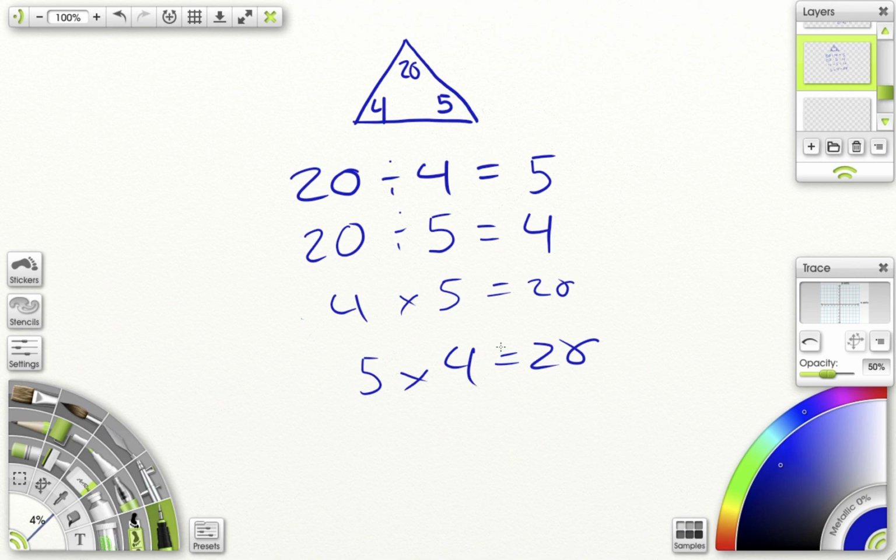So this is what you're going to be doing for your Friday math, is you're going to be given more fact family triangles, but it's going to have a missing digit in it, and you're trying to fill in that missing digit. You're trying to figure out what's the third number in that fact family.